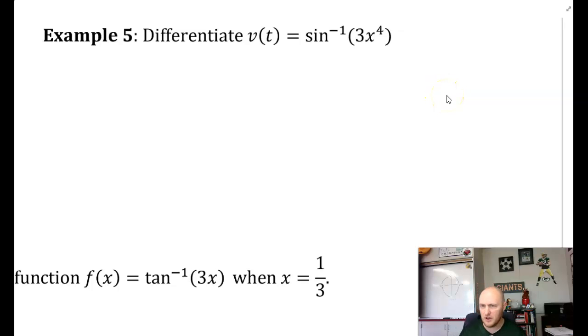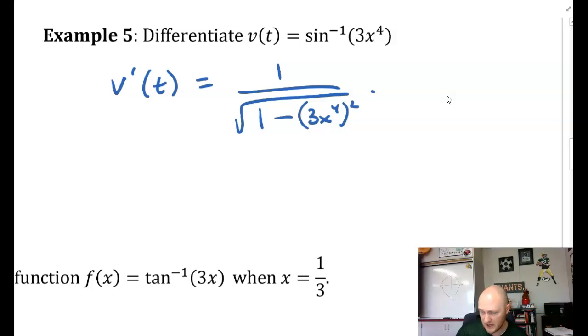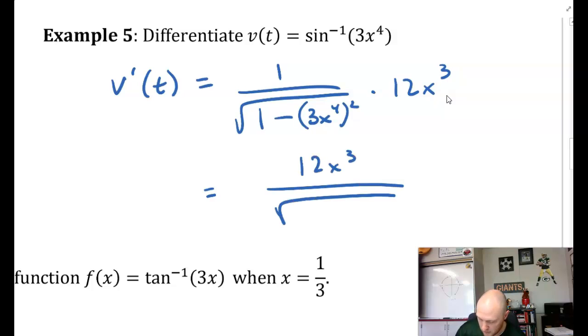All right, hopefully you have tried this one. The derivative is v prime of t is equal to 1 over square root of 1 minus 3x to the 4th squared times the derivative of 3x to the 4th, which would give you 12x cubed. Okay, and then if we went ahead and cleaned this up, you would have 12x cubed in your numerator over the square root of 1 minus 9x to the power of 8.